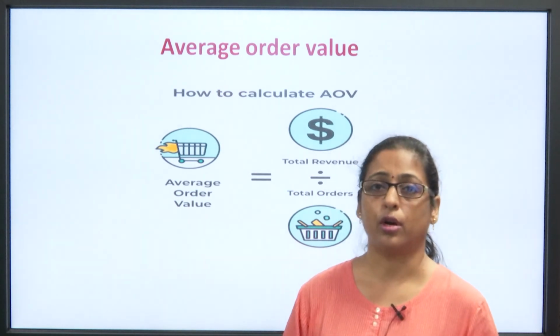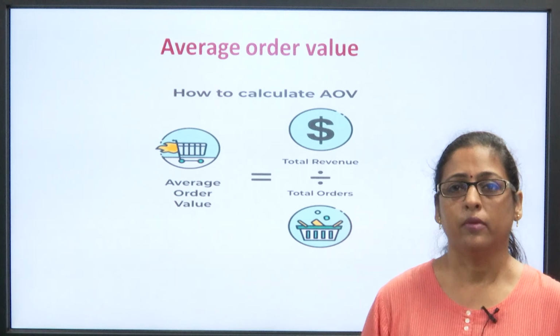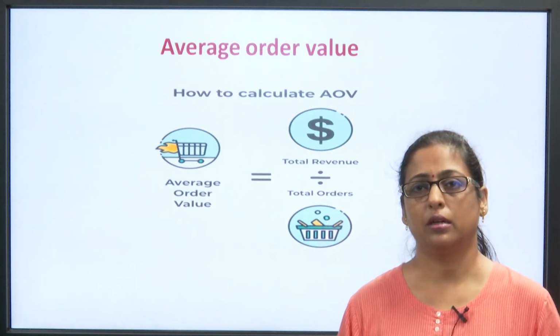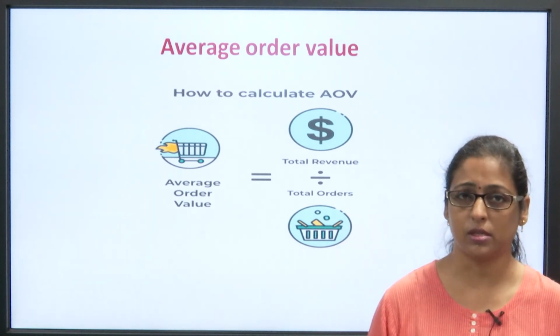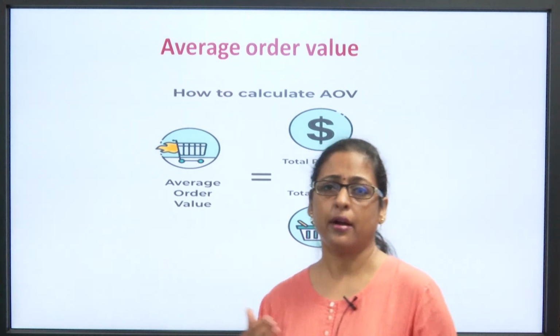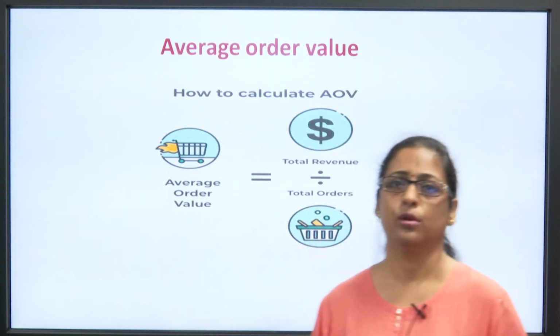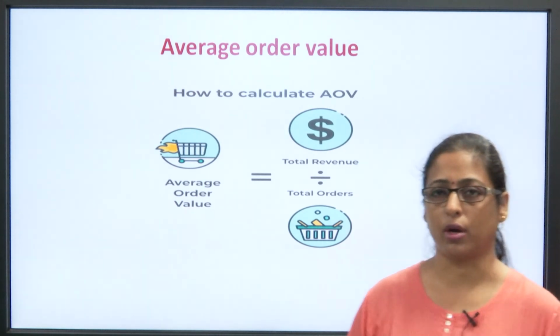Then we have average order value. Average order value is basically trying to find out how many customers I have in total, and what is the total revenue that I have generated from all of them, and trying to find out the average order value. So this is basically the total revenue divided by the total number of orders.